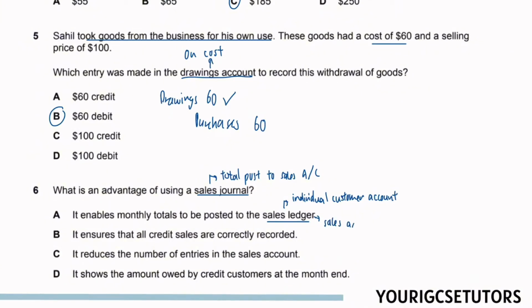So B, it ensures that all credit sales are correctly recorded. No, this is under sales ledger control account. C, it reduces the number of entries in the sales account. Correct, because it posts the total to sales account, so it definitely reduces the number of entries, so C is correct. And D, it shows the amount owed by credit customers at the month end. This is wrong. This is referring to the sales ledger control account.